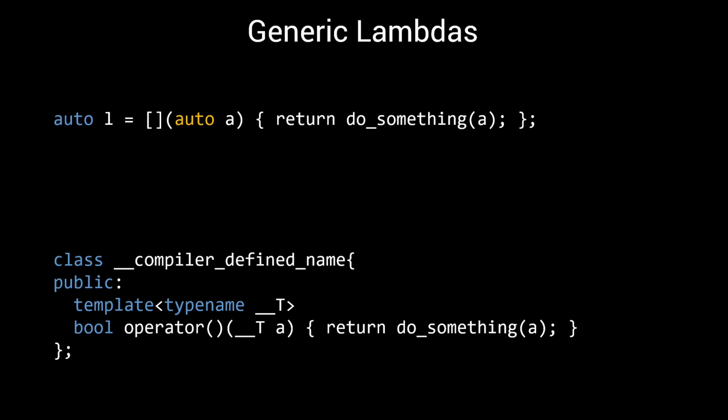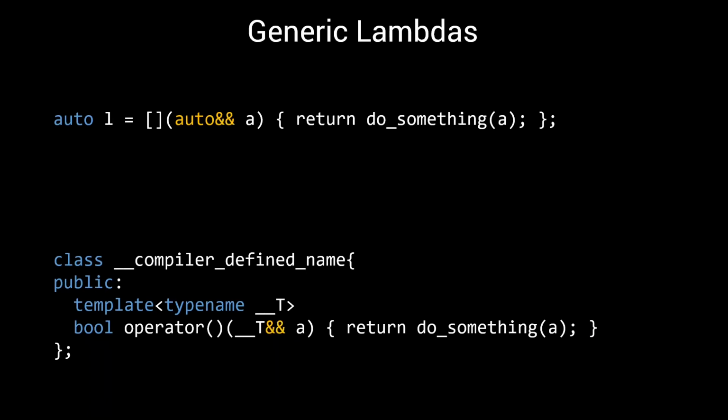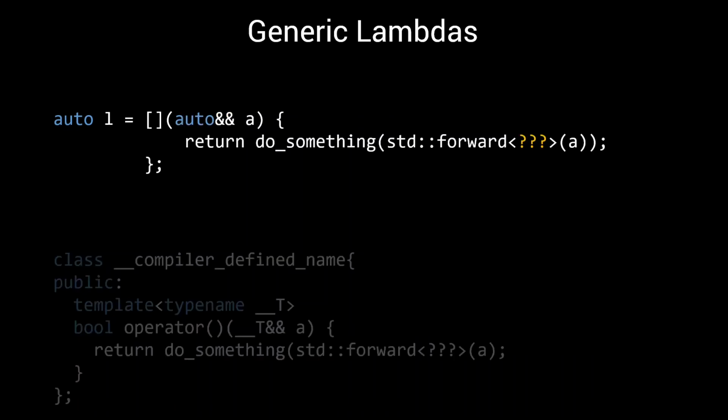Just like with the class name, we have no control over the name of the template type. Since these generic lambdas are just templates in disguise, we can also use a double ampersand to accept our inputs as a forwarding reference. We can then perfectly forward our inputs using std::forward. Of course, to do so, we need to know the type of our input parameter.